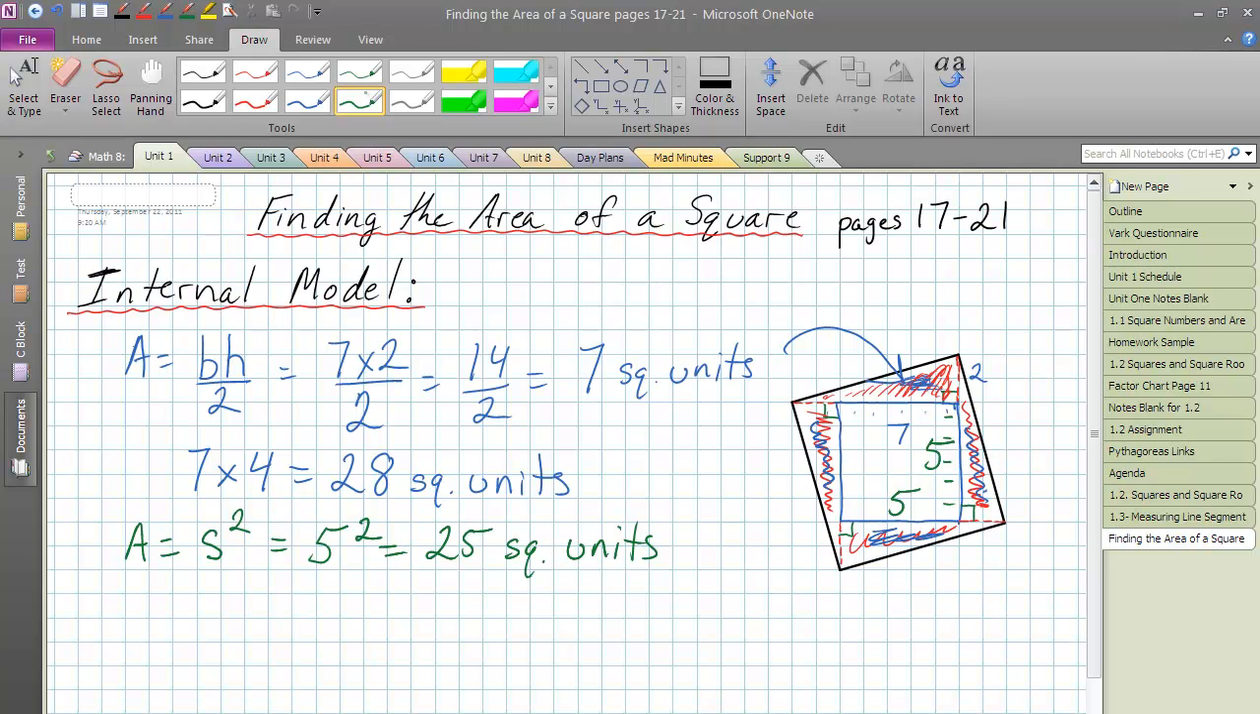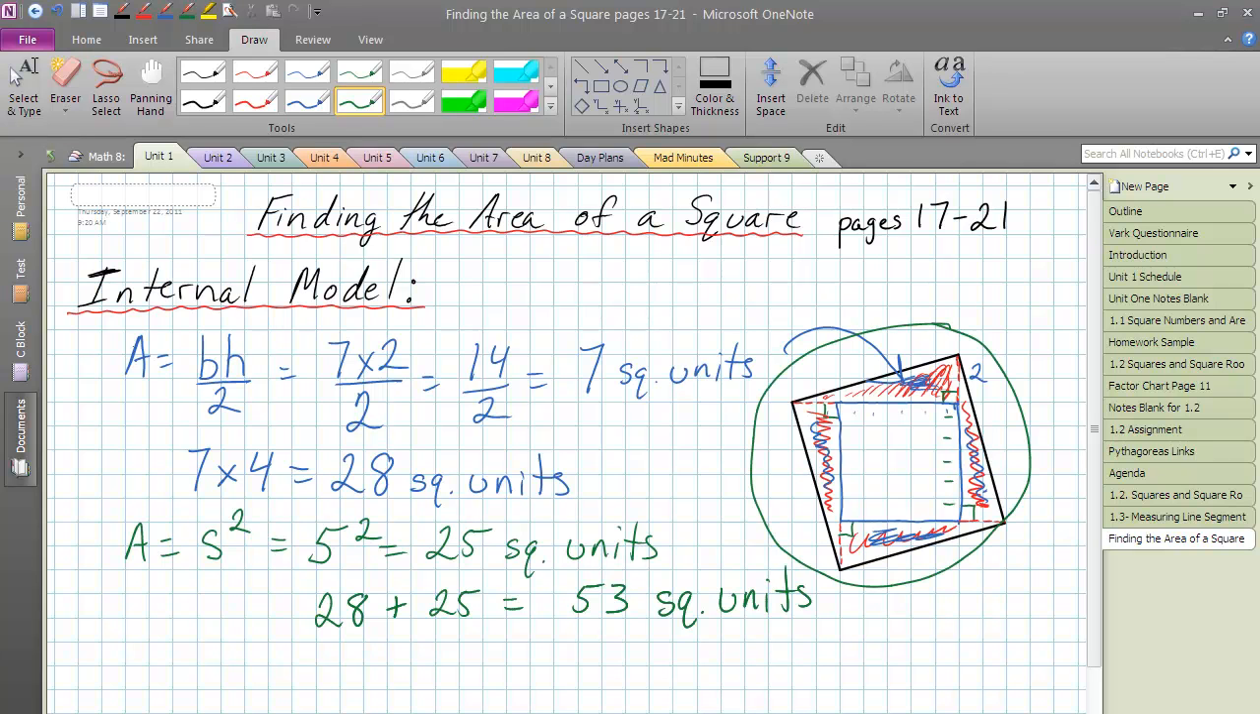Once that's done, we now have this whole area in here, and we can add it to these 4 areas here. So when we add it, we have 28 plus 25, which equals 53 square units. So the area of this entire square, if we were to shade it all in, is 53 square units.